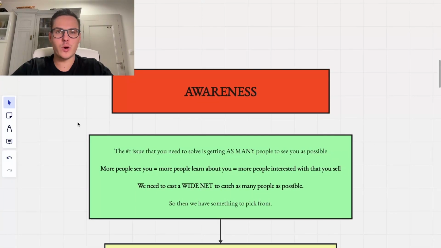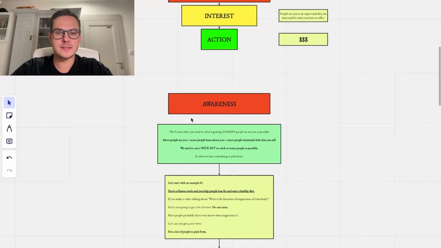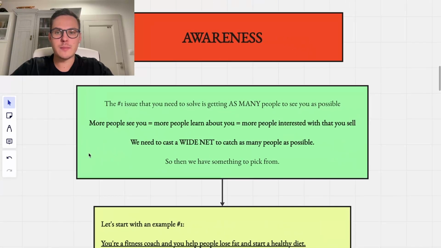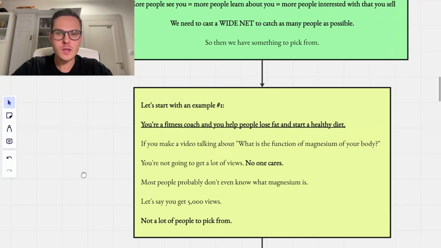So this is the awareness stage. The first step, get more eyeballs with content, is the awareness stage. So the number one issue that you need to solve is getting as many people to see you as possible, because the more people see you, the more people learn about you, and the more people will be interested in what you sell. You need to cast a wide net to catch as many people as possible, so then we have people to pick from, okay?